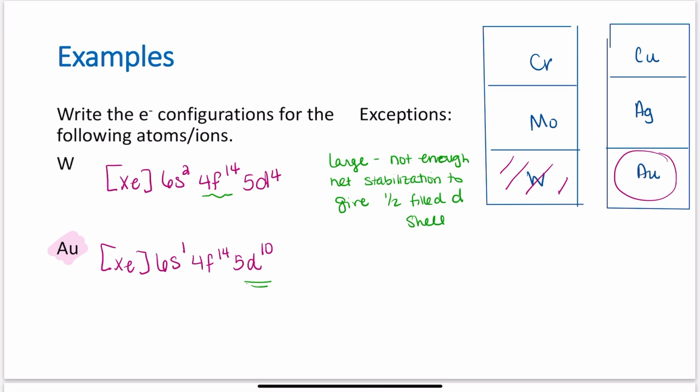And again, that's just coming from experimentation and from the understanding of the way these things are working. These are the 6 elements you need to know. You need to know tungsten is not an exception. Gold is. Chromium, copper, molybdenum, and silver. You need to understand why they're exceptions. Any other element that's an exception, I will just not ask on assessments. That would come in a higher level chemistry course.